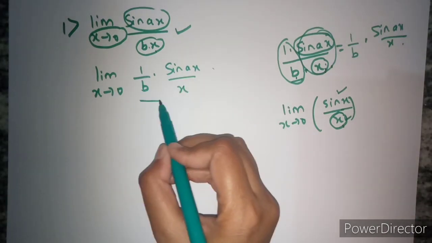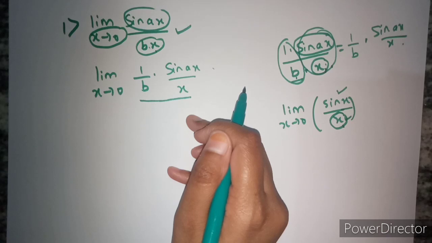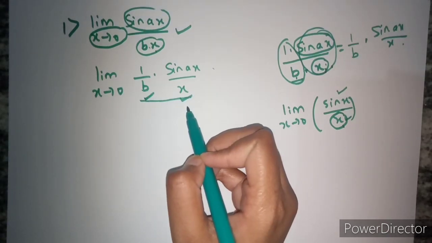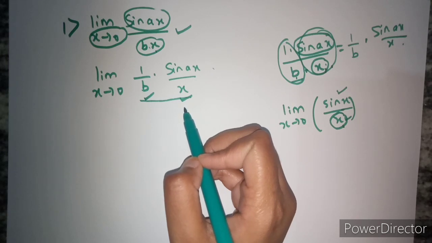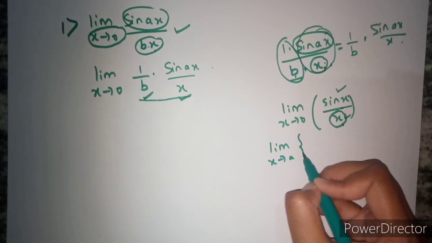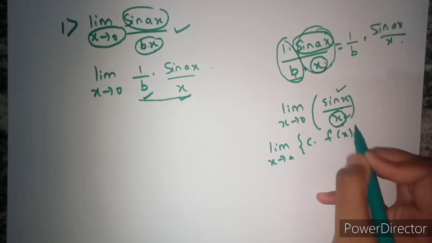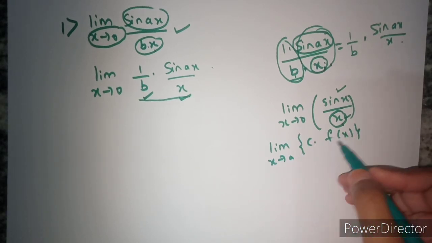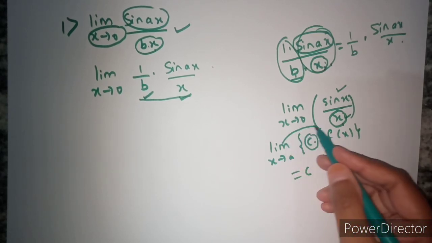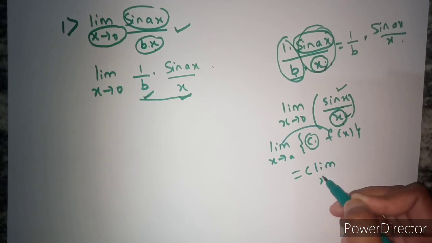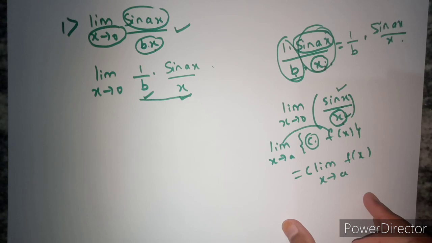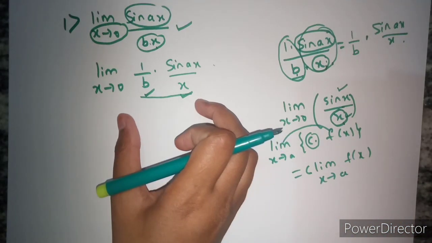Here we have to use properties of limit, okay? So which property we have to use here? We have to use fifth property. The fifth property is limit x tends to a of a constant into function of x. What we'll do here? We'll take c outside and apply limit to the function, limit x tends to a f of x. This is the fifth property of limits, right? So the same property we have to use here.